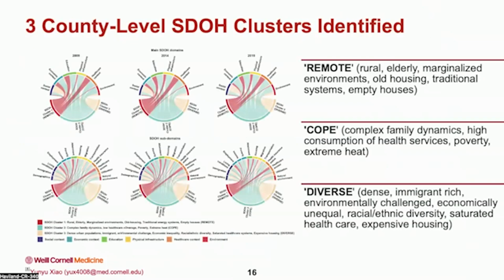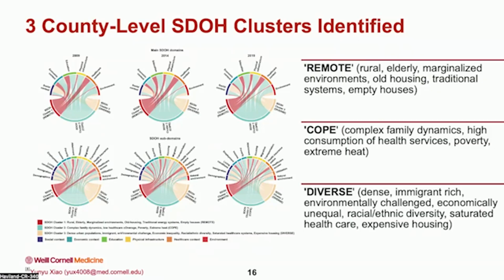So we went through all of these clusters, and using this model fit index, we identified 3 clusters across all the counties. I named all 3 clusters based on their characteristics of social determinants of health. In order to make them more memorable, the first cluster, the red part, is called the remote. Those are rural areas having more elderly populations. They are marginalized environments and also have older housing. They use traditional energy systems and have a lot of empty houses. So those are remote areas in the counties.